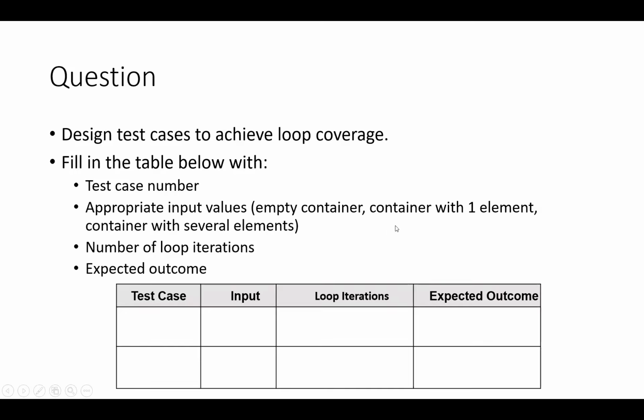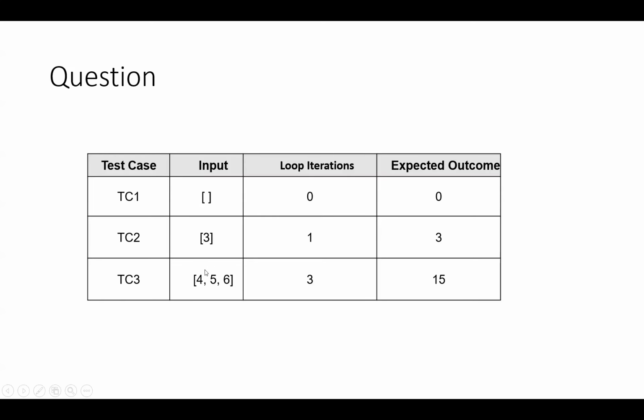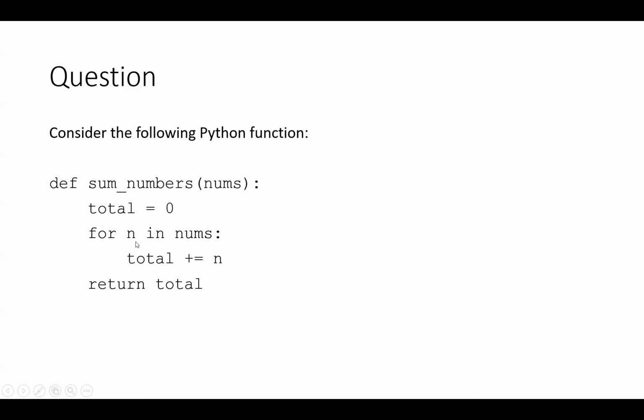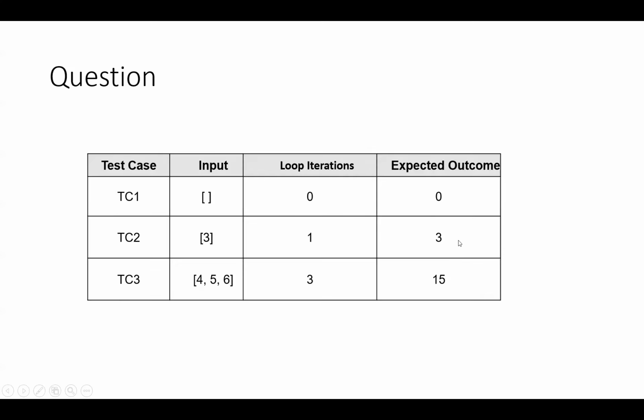Now, the second case is using a container with 1 element. Now, if we use that, let's just say 3 is the element in it, the loop is going to be iterated 1 time, right? So it has 1 element, and then you add, so 3, and total is going to be whatever total was plus 3. So it's going to be 0 plus 3 is 3. And then the expected outcome is 3.